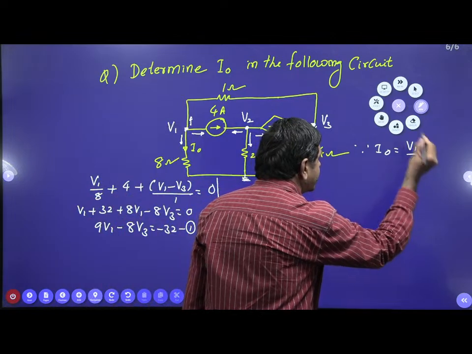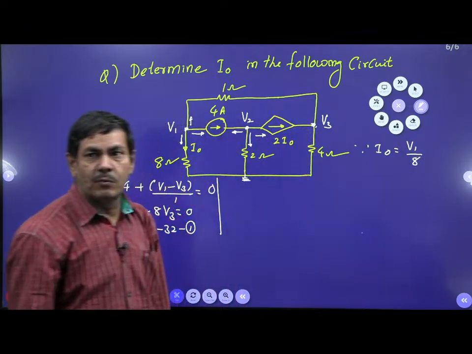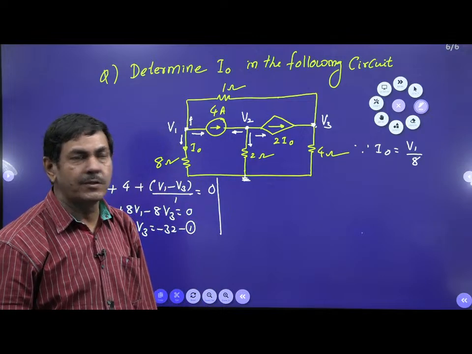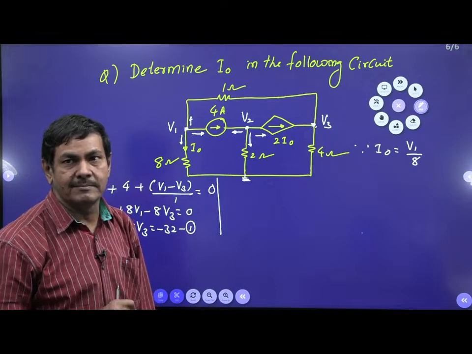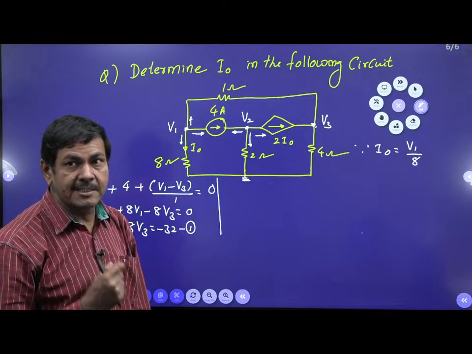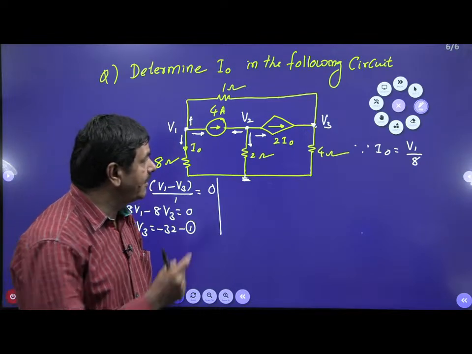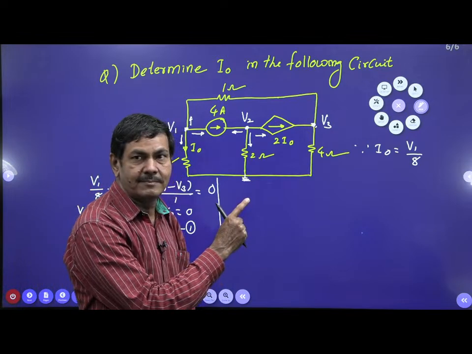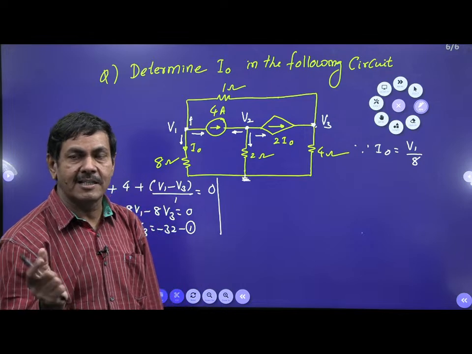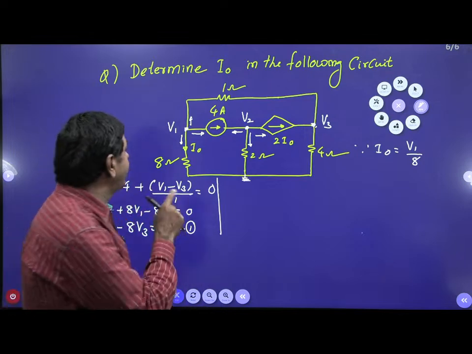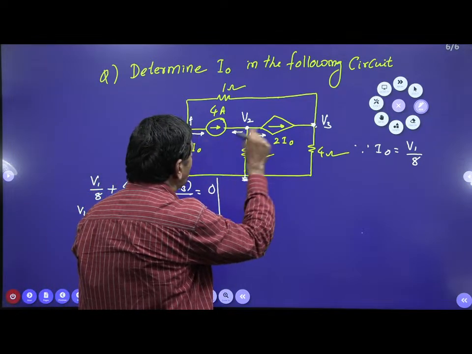V1 by 8. So if you know the voltage V1, directly you can compute I naught value. So our aim is nothing but to find the value of V1. If you know V1, you can measure I naught. That is the concept here, more important one. Now I want to form the nodal equation.